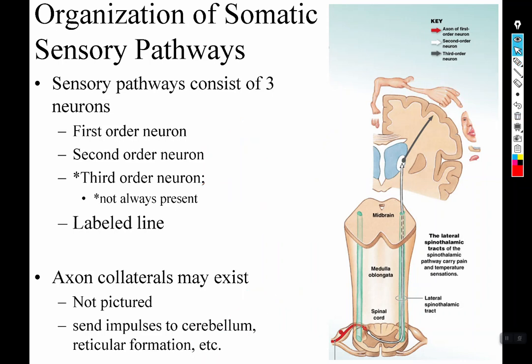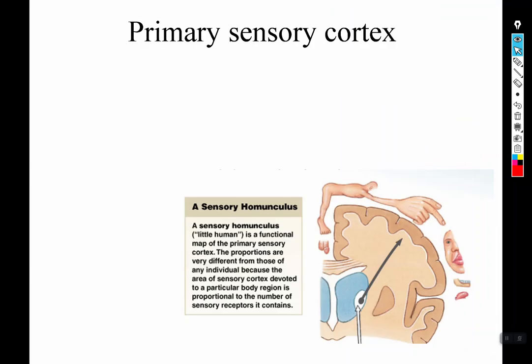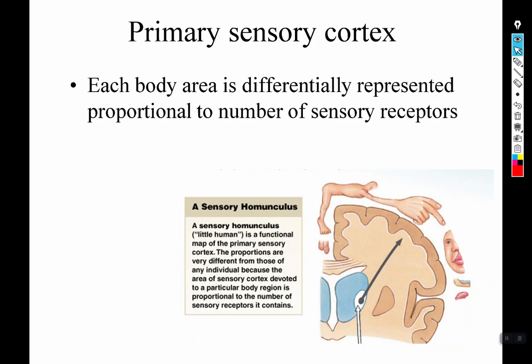So the primary somatosensory cortex is expressed in what's called a sensory homunculus, which means little human. You'll notice that on this map here, the hand and the face are really big.